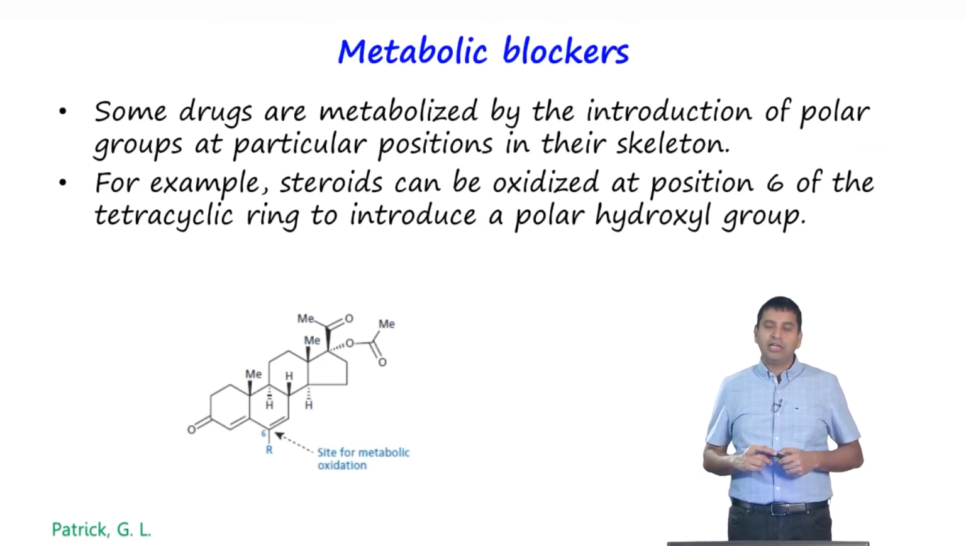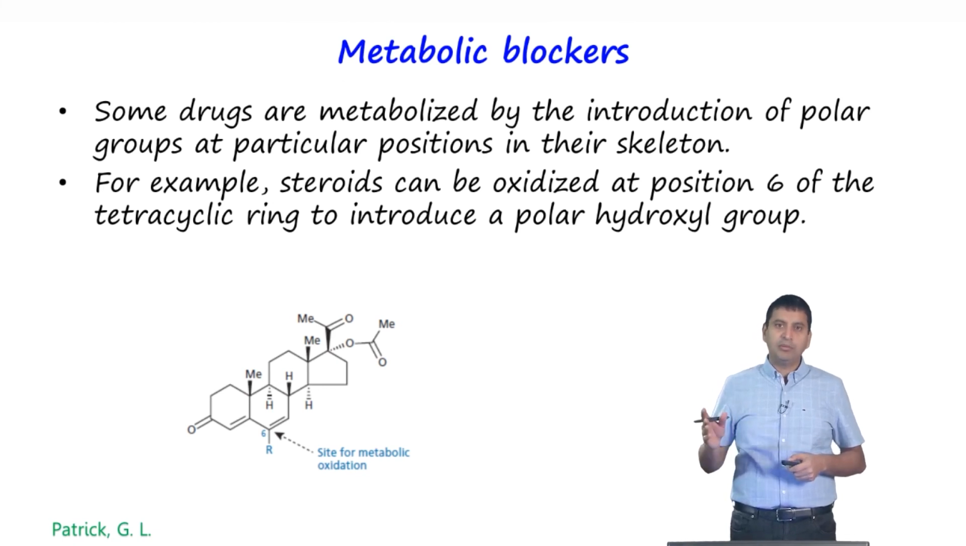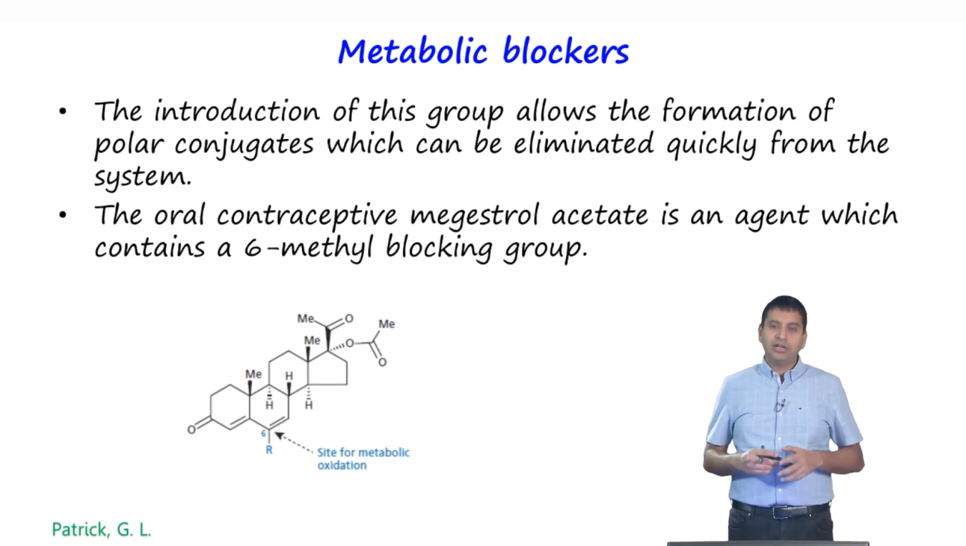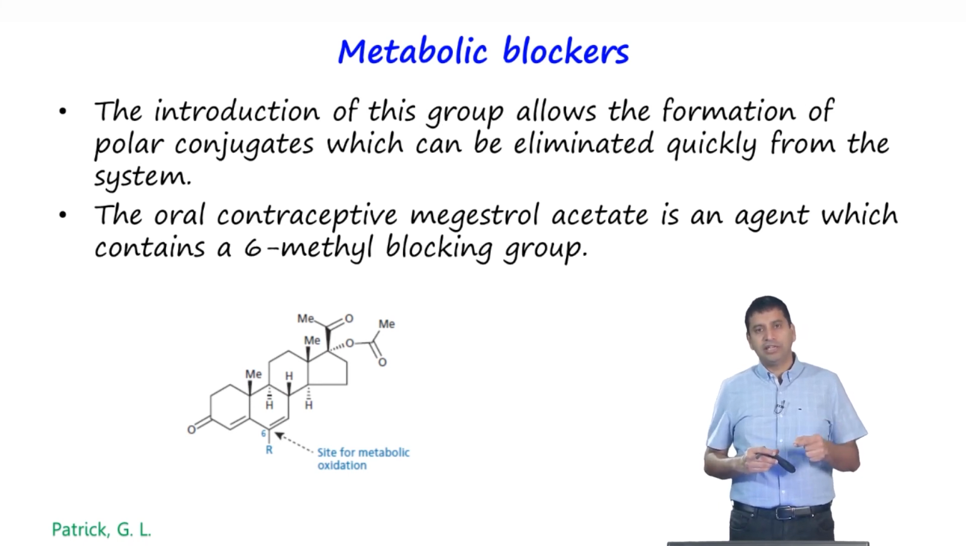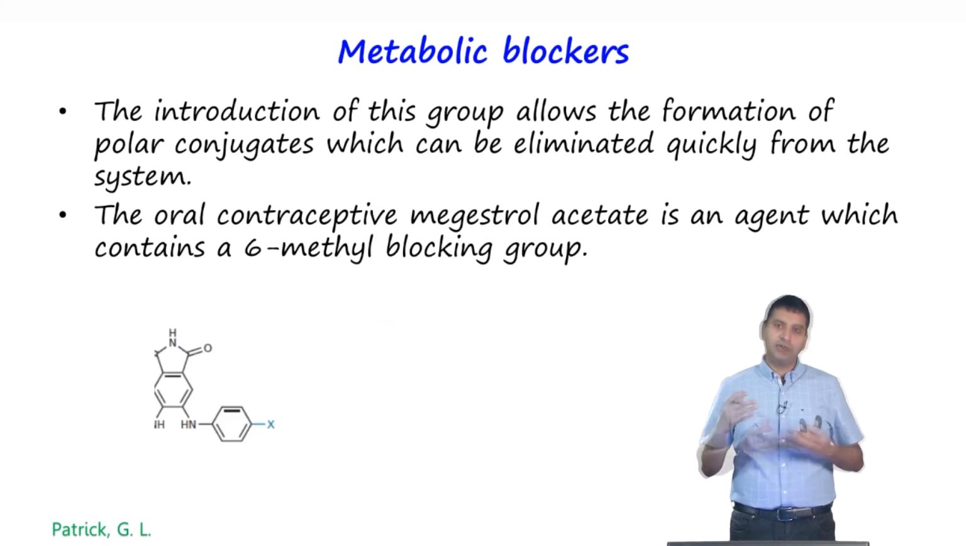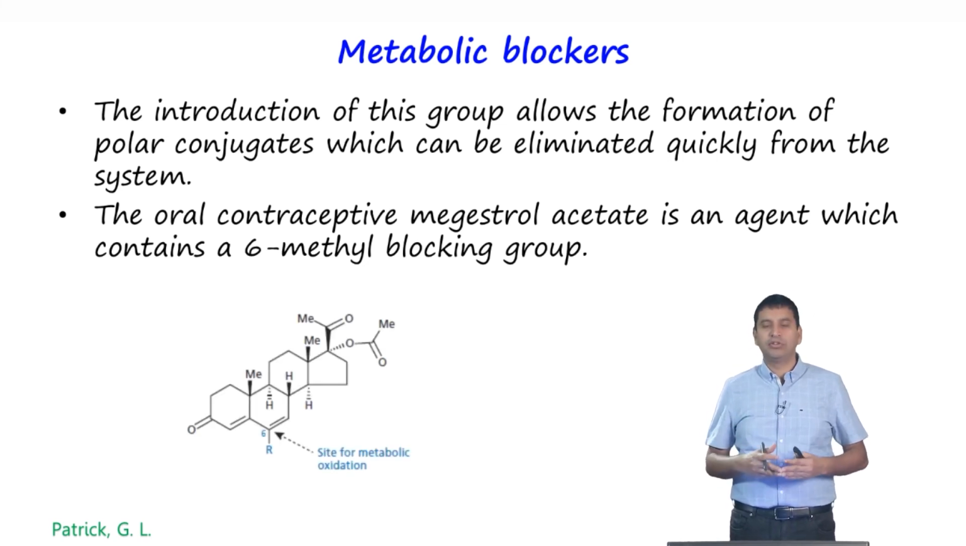The next concept we are going to look at is a metabolic blocker. Some drugs are metabolized by the introduction of polar groups at particular positions in the skeleton. For example, steroids can be oxidized at position 6 of the tetracyclic ring, as shown here, and this greatly increases the polarity because it introduces a polar hydroxyl group. The introduction of this group allows the formation of polar conjugates, which can help with eliminating it quickly. So, the oral contraceptive megestrol acetate is an agent which contains the 6-methyl group here. So, here R is actually a methyl. What it does is prevent the oxidation reaction, which greatly improves its properties.